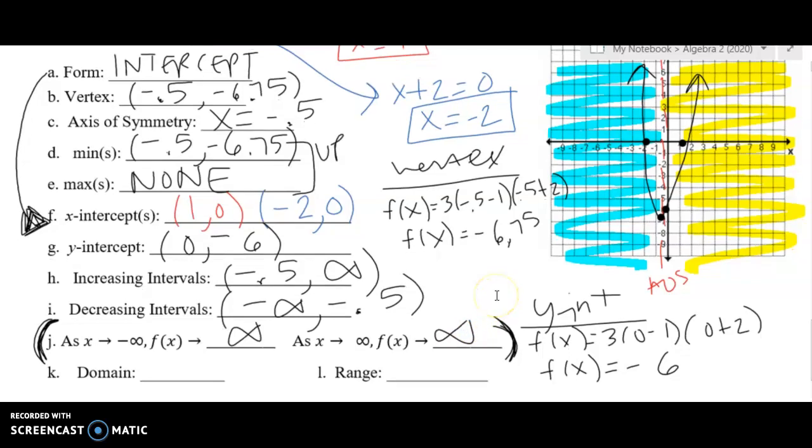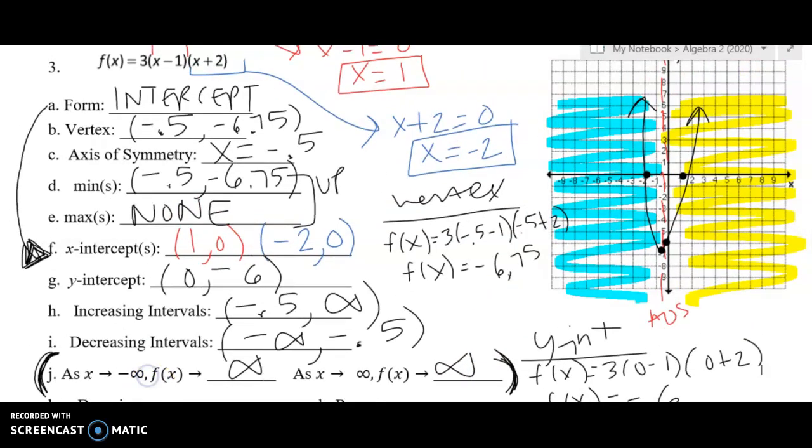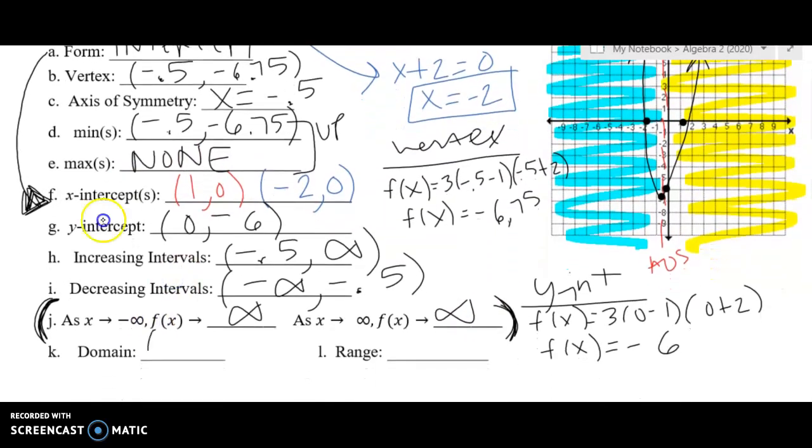And then the domain, for parabolas that we're going to do, the domain is always going to be -infinity to positive infinity. That's the x values. And the range is the y values. So the lowest this goes, oops, I don't want a parenthesis. The lowest this goes is a number, -6.75. Numbers get brackets. And then it goes up to positive infinity, and that gets a parenthesis.